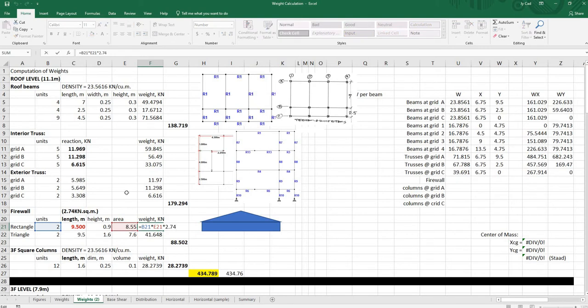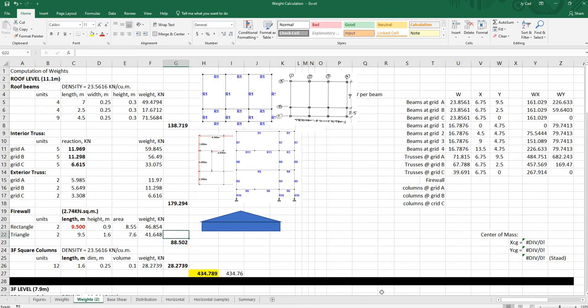Okay? And you multiply it by the number of units, which is 2. Ito, dalawa sila kasi kabilaan yan eh. Okay, so let's check. 8.55 times 2.74 times 2 units. Okay, tapos 41 din yan. And then its total is 88.502.